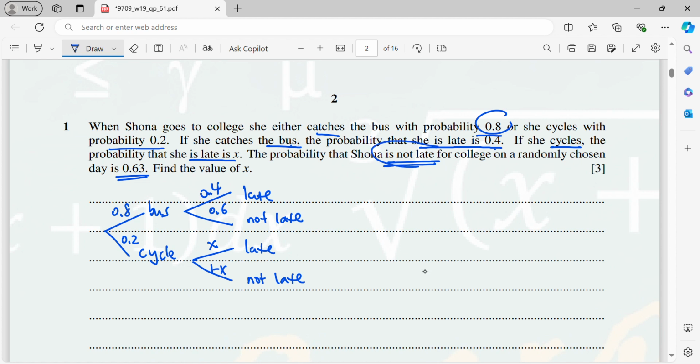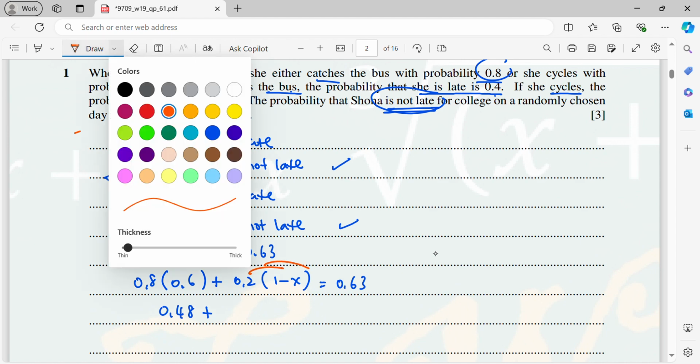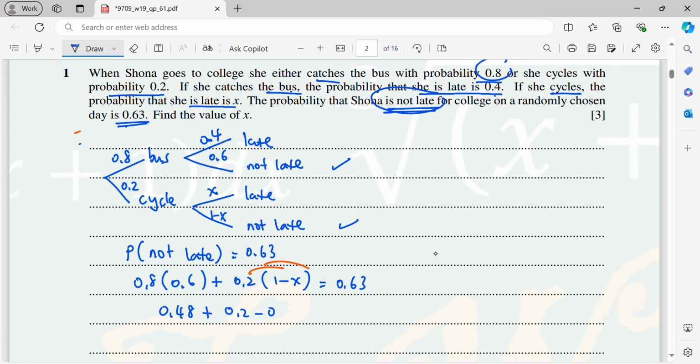Again, now it's given that she is not late. So P(not late) is 0.63. Okay, so this not late may be because of the bus or because she cycles. So now it will be 0.8 times 0.6 plus 0.2 times (1 minus x), that is 0.63. From here, 0.8 times 0.6 is 0.48, and then you times 0.2 into the brackets, that is going to be 0.2 minus 0.2x.